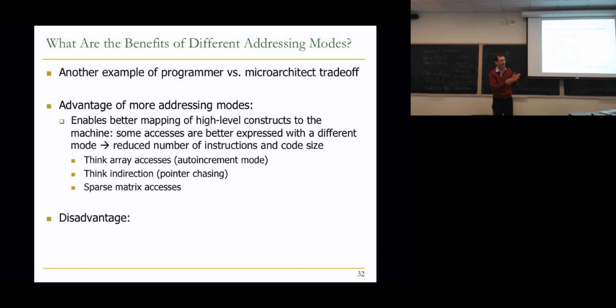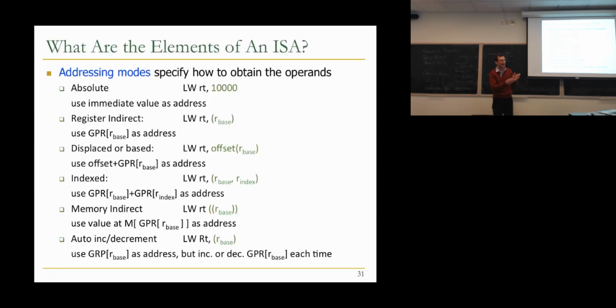But think array accesses in an auto increment mode. If you're doing pointer chasing, indirection is helpful. So this mode over here that does indirection is helpful. Basically, you go to a location, get the address, treat that as a pointer, and go to the memory location again. And you could actually support other accesses. I'll give you an example from x86 soon.